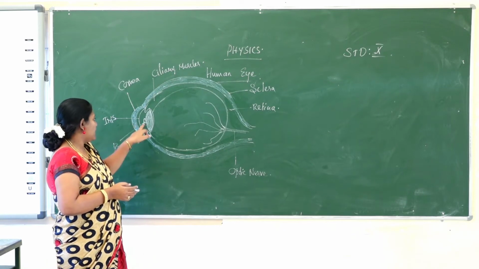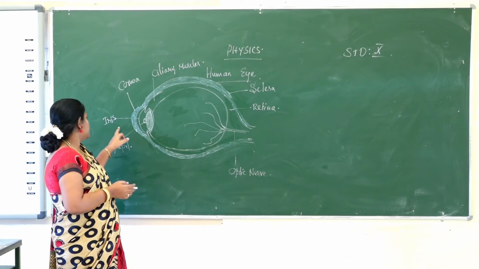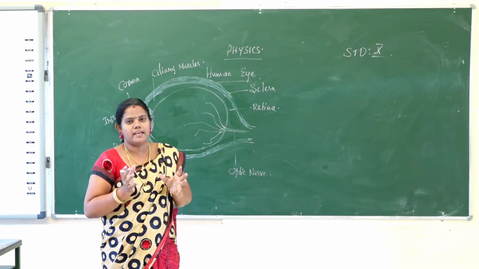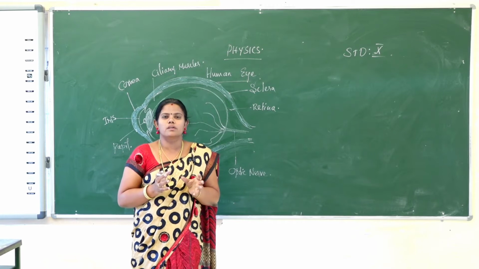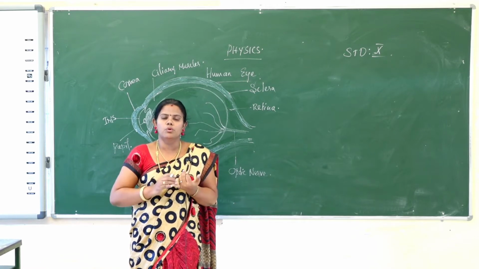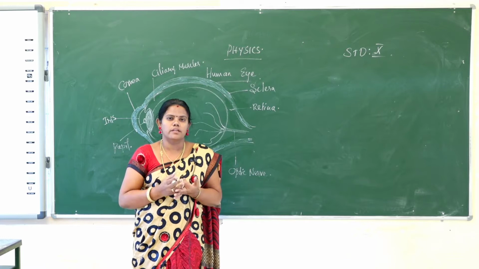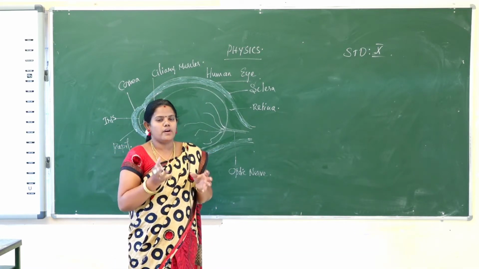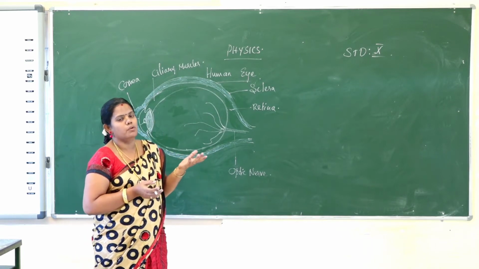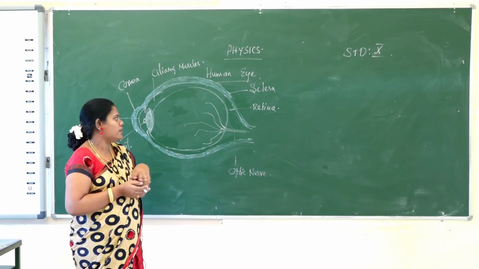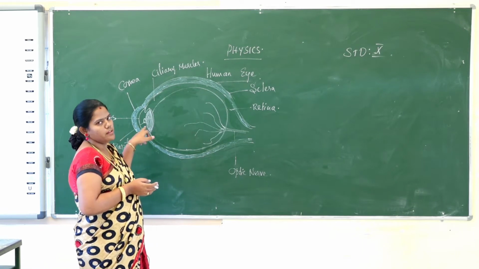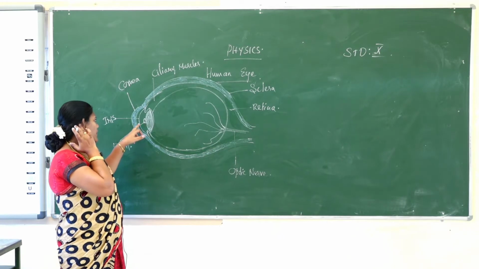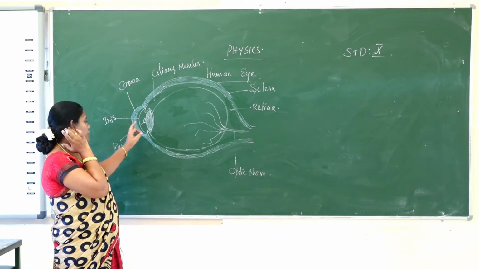And the next part after the cornea is the iris. Iris is the coloring part of the eye. The iris has many colors, such as blue, brown, and green. Some people have different colored eyes: one person may have blue eyes and another brown eyes. So the color depends on the iris. The iris is an important part of the eye.